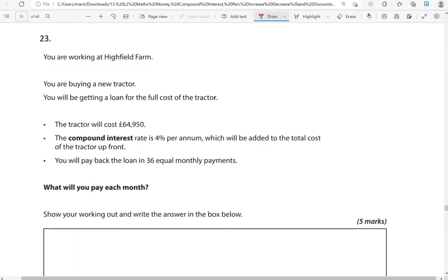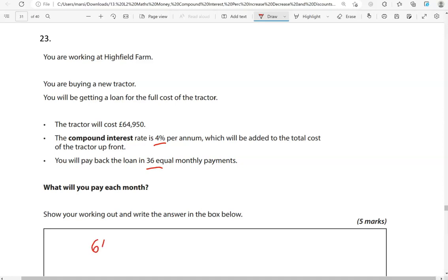You are working at Highfield Farm. You are buying a new tractor. You will be getting a loan for the full cost of the tractor. The tractor will cost £64,950. The compound interest rate is 4% per annum, which will be added to the total cost of the tractor up front. You will pay back the loan in 36 equal monthly payments. What will you pay each month? Show your working out and write the answer in the box below.